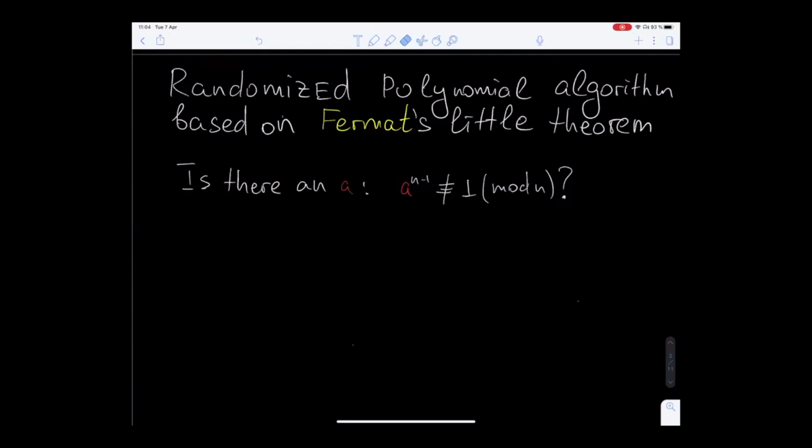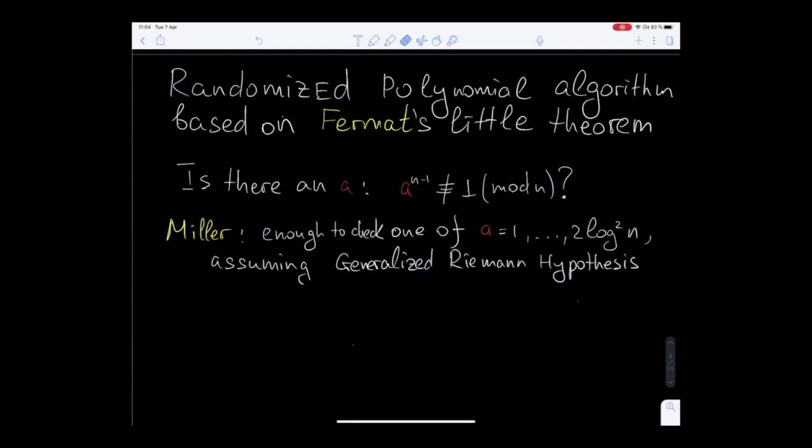But what I'm telling you is not very far away from the truth. So the first theorem in this direction is due to Miller. There will be a bunch of results from the 70s, which tell us that basically it's enough to check one of the first a, 1 to 2 log squared n, assuming generalized Riemann hypothesis. And one will find such an a, essentially.